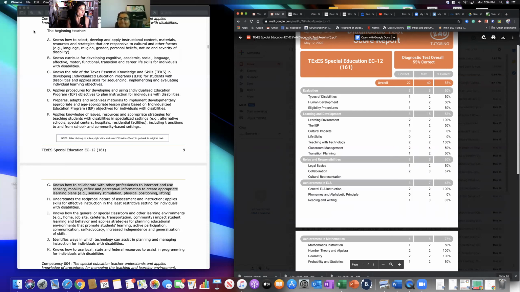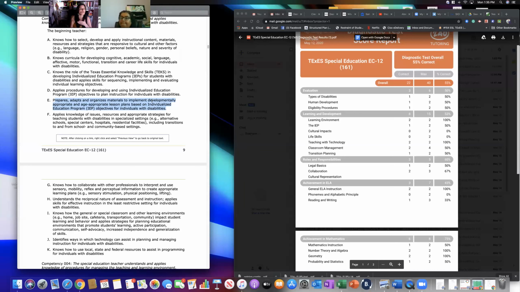So the PPR, and even this one, is a theoretical exam, right? In theory, this is exactly what should happen in the classroom based on the standards they gave you. What you'll see is that the answer to the questions will be a standard that's happening. So the teacher will be preparing, adapting and organizing materials to implement developmentally appropriate and age appropriate lesson plans. There might be a question where you're in a high school life skills class and your students are at the cognitive level of middle school students, you wouldn't be doing the cognitive level assignments of high school students, right?